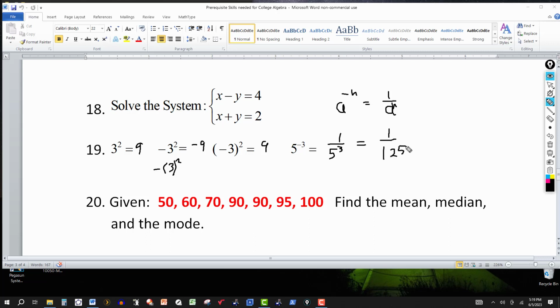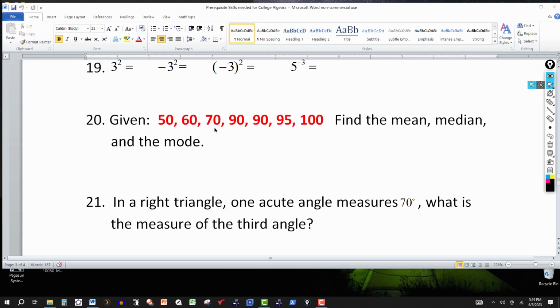We get that. Then some basic stats here. Given this set of numbers, find the mean, median, and the mode. These are all values that are called measures of central tendency. They're types of averages. The one that you're probably familiar with is the mean. I'm going to call it x, sometimes we call it x bar. These could be test scores, for example. So let's say these are your test scores. You want to find what is your average for the semester or whatever.